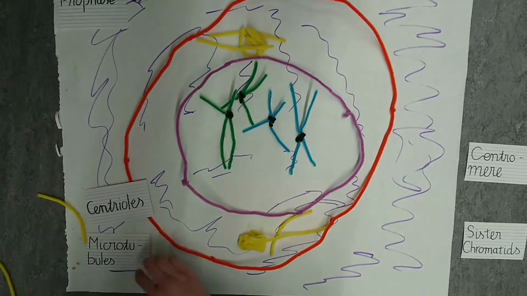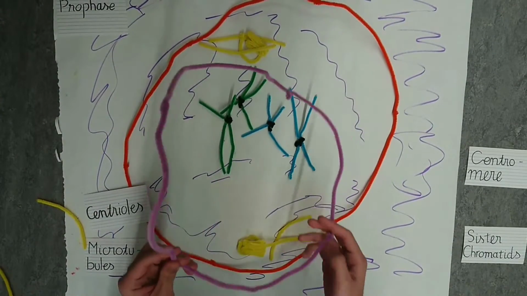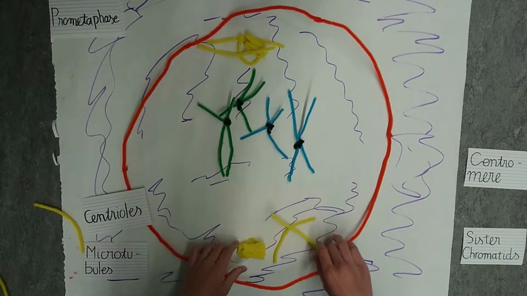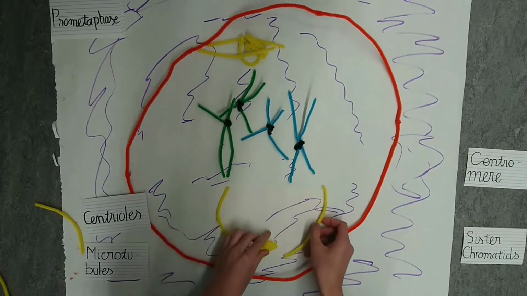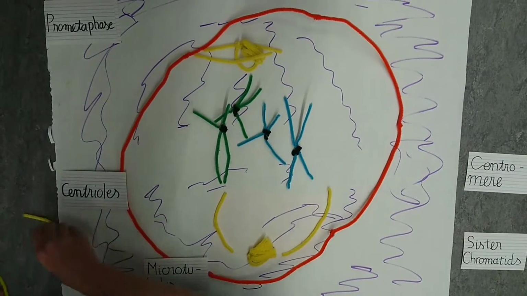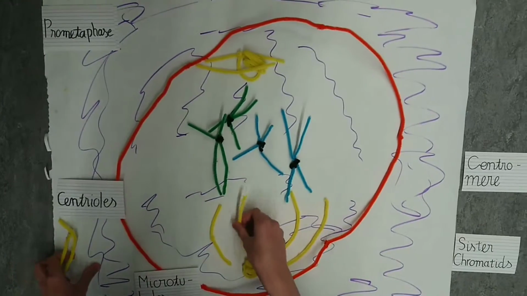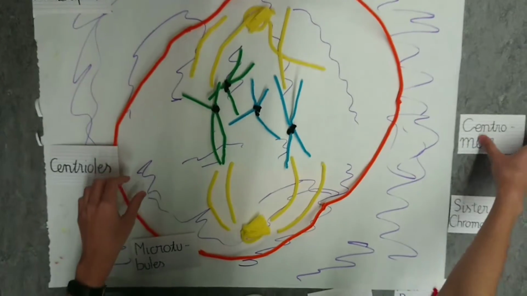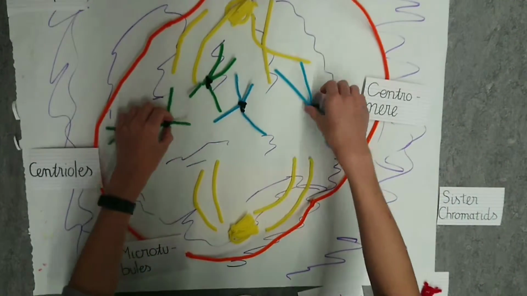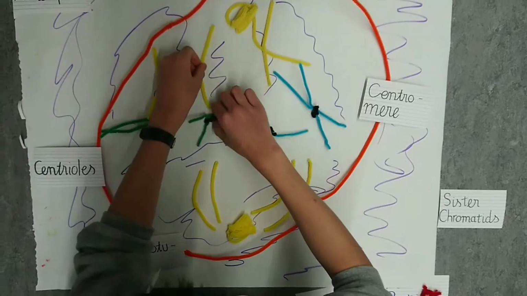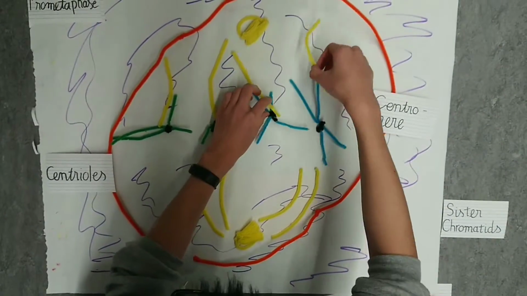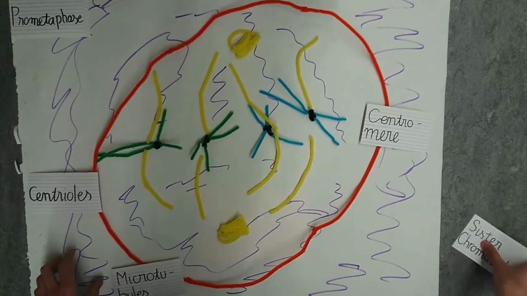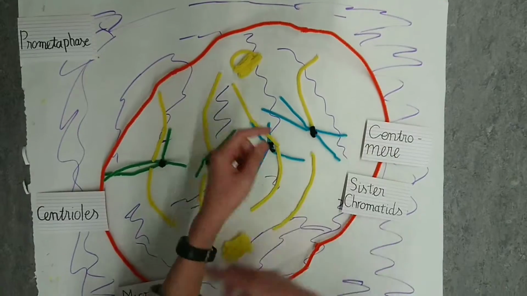After that, the nuclear envelope starts breaking down, which is stepping up to the prometaphase, and these microtubules that you can see, there are more of them. And they start connecting to the centromere of the chromosome, like you can see on both sides. And each of these, like you can see, is a sister chromatid.